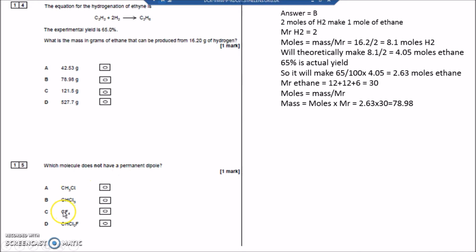So all of them should have dipole-dipoles, except that if you have a completely symmetrical molecule both along the x and the y axis, if it's completely symmetrical, all the pluses and minuses cancel each other out, and therefore it doesn't have a permanent dipole and it doesn't have dipole to dipole intermolecular bonding. So which one is perfectly symmetrical? C with 4 F's around it is completely symmetrical, so the answer is C.